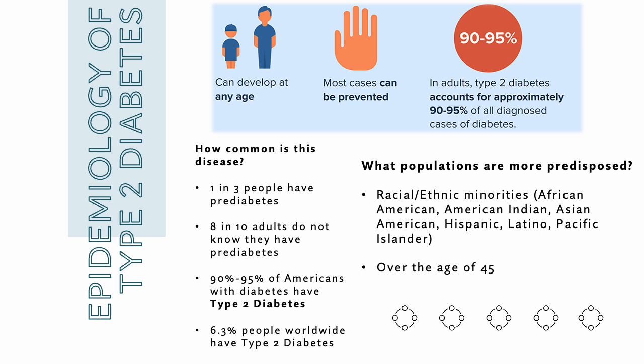And this isn't just a national issue, it's global. About 6.3% of people worldwide have type 2 diabetes. So clearly this isn't rare. It's incredibly common, and a lot of people don't even know they're at risk. Prevalence is higher among older adults above the age of 45 and several ethnic minorities.